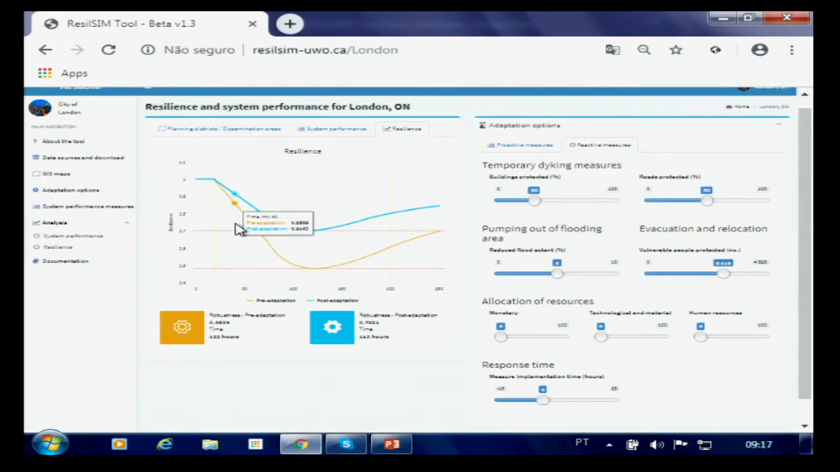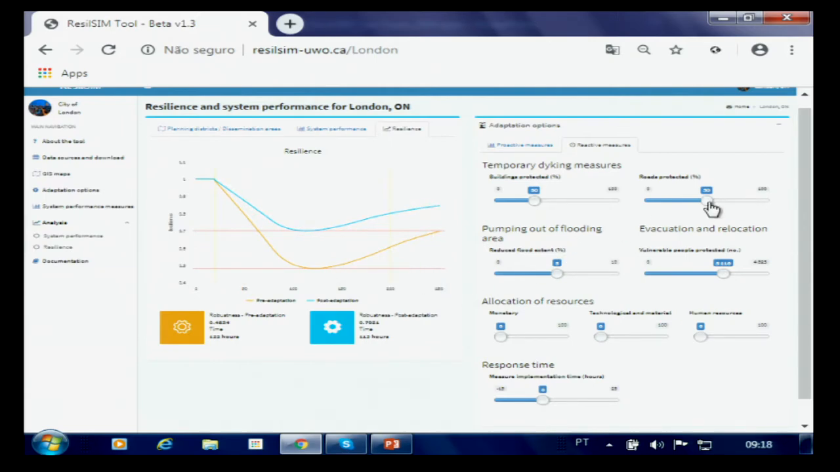You have the orange curve, which is without any protection. You see the level of resilience being much lower. And then with the combined choice of the adaptation measures, we get the blue one. You can easily read the robustness level. You can even see the time when this is happening, so you realize how fast the system is losing performance. You can also get the estimate of the total time for recovery and so on.